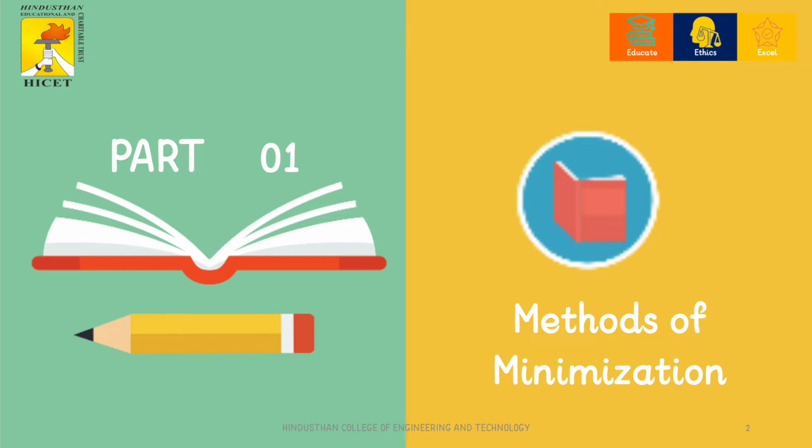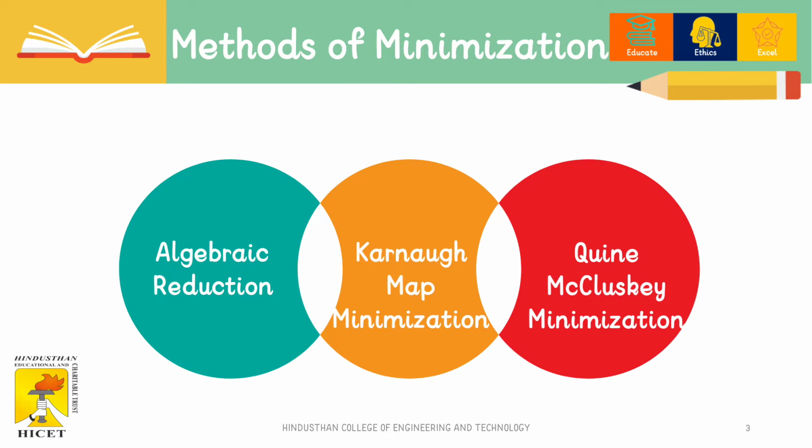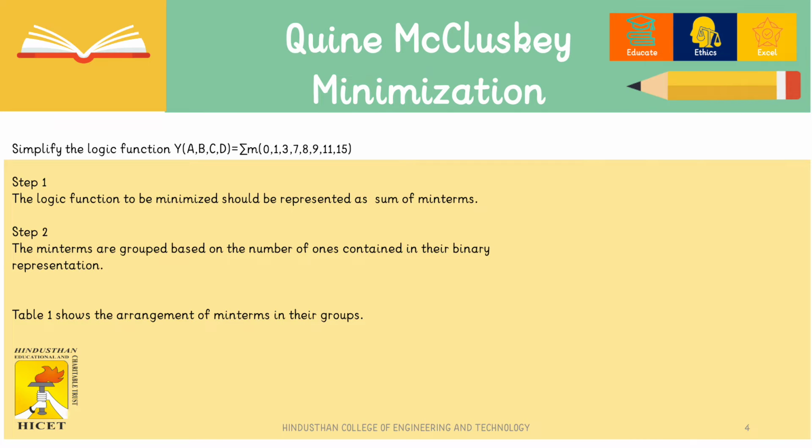Let us see what are all the methods of minimization of Boolean functions. So there are three methods for minimizing the Boolean functions. They are algebraic reduction, Karnaugh map minimization, and Quine McCluskey minimization. So let us see about Quine McCluskey minimization in detail. Let us take an example and then see how this expression is being reduced using this method.